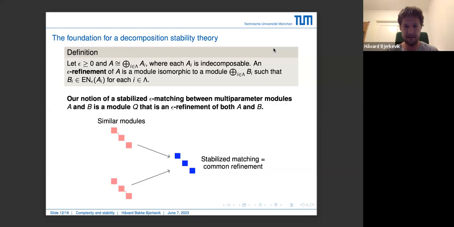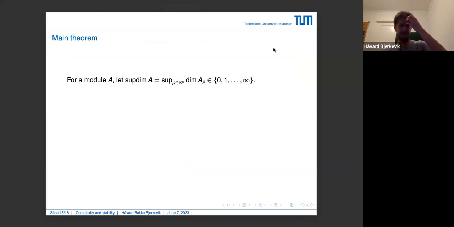Right. And one might hope here that if you have an epsilon matching, then you could find an epsilon refinement. Unfortunately, it's not that nice. You can't even, in general, find a C epsilon refinement for a constant C. But we do have a stability theorem here, which is the main theorem of the talk, you could say, or of the paper.